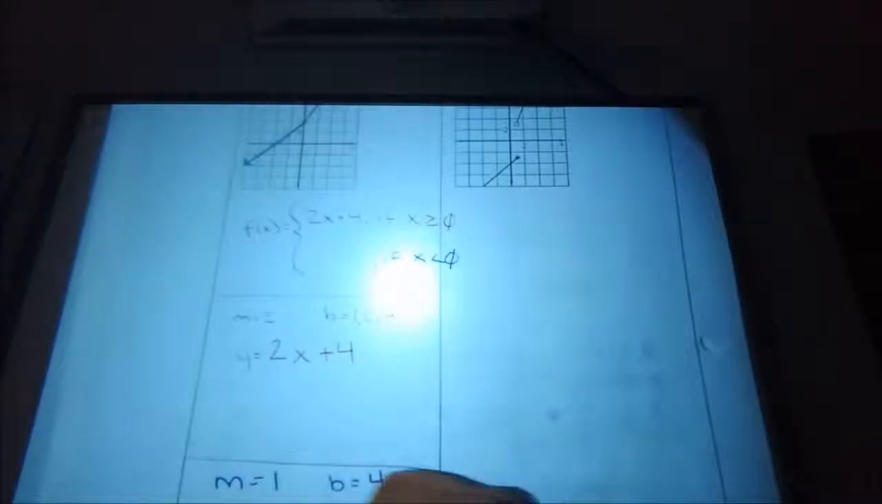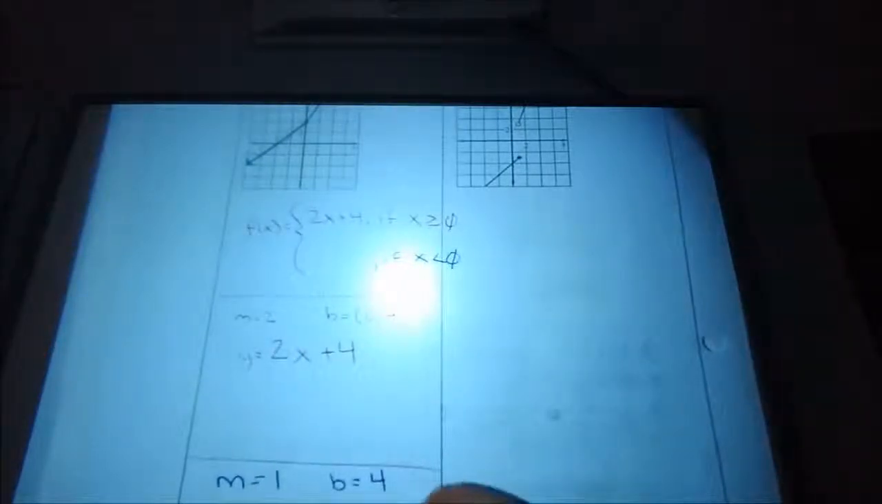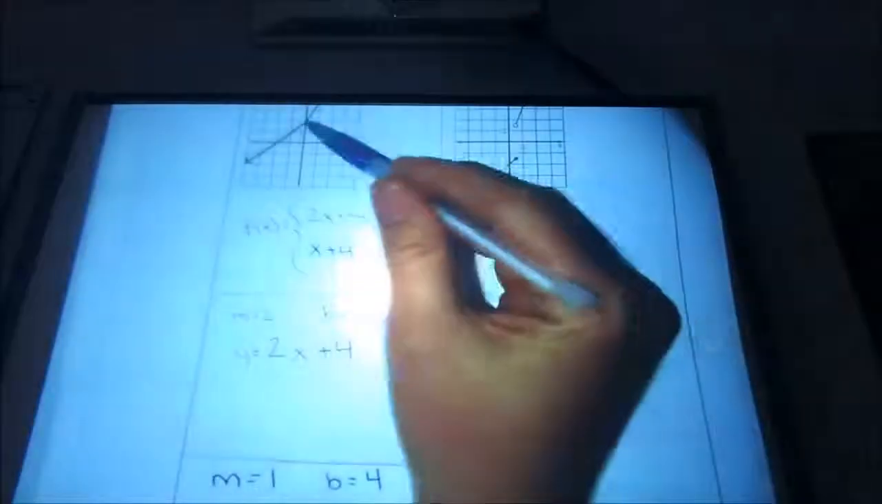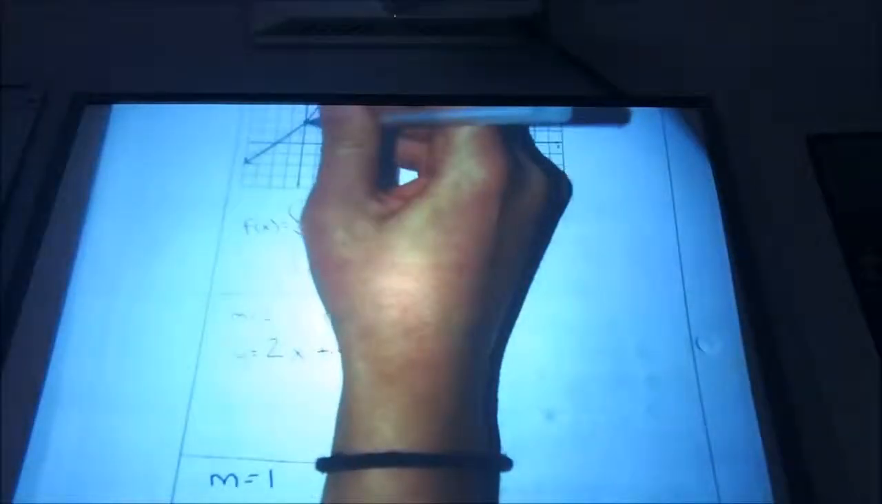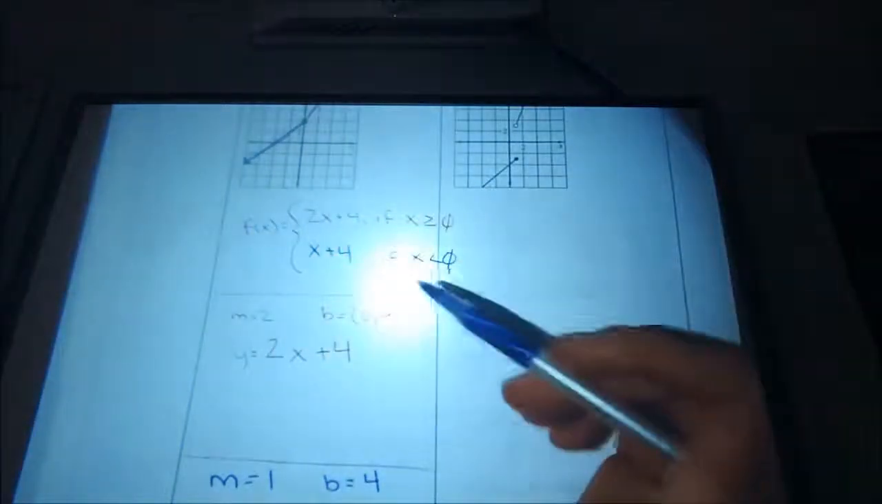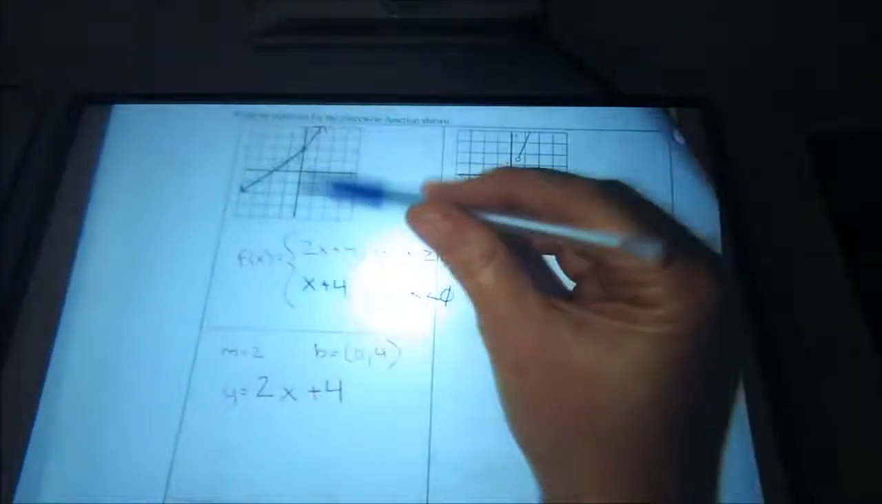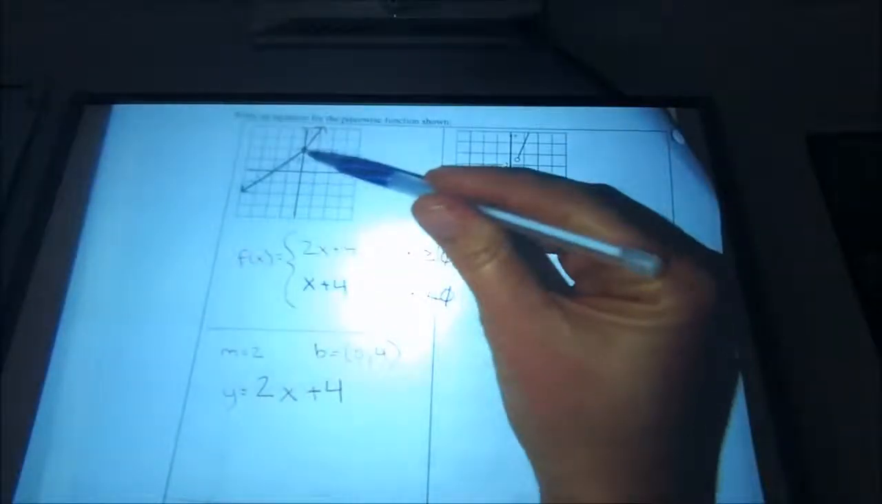So what's this line? Y equals 1x, y equals x plus 4. So my function is x plus 4 for any values of x that are less than 0. Or equal to, right? We don't know because it's overlapping, so one of these we will leave open, one we will leave closed. It doesn't matter, because when x is 0, you're going to get 4 since they both are there. Okay.